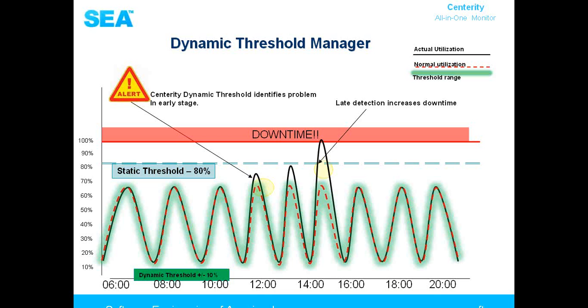For instance, let's say you have a static threshold of 80%. By the time you get an alert on that, you're probably going to have some downtime. With Centerity, we store your historical data, and we create an average utilization rate. And you can set a dynamic threshold. Let's say you go over 10% of the average. With that, you can get an alert about a problem before it actually reaches a downtime situation.